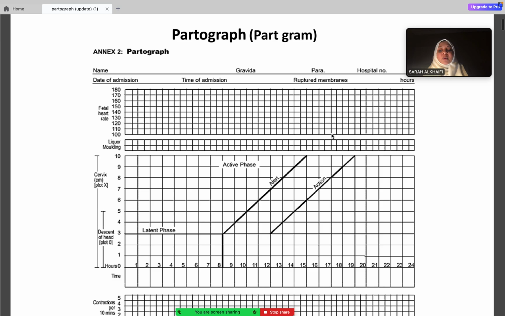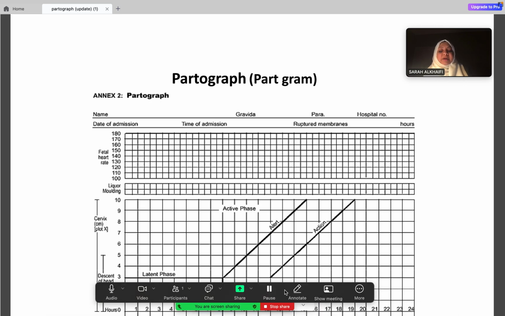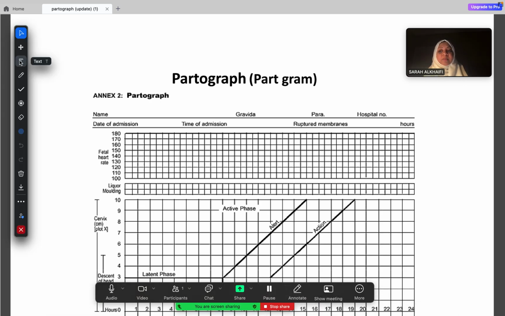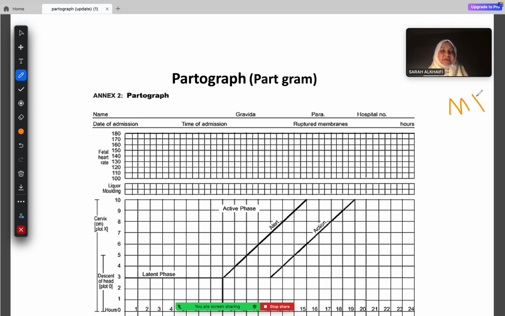So, what is partograph, or what does it consist of? The first part is general information about your patient: names and file number, gravida and para, and here the rupture of membrane. Either it could be membrane intact, MI, that means the membrane is still there and it hasn't ruptured yet, or membrane absent, which means the membrane is not there and most likely it's ruptured.